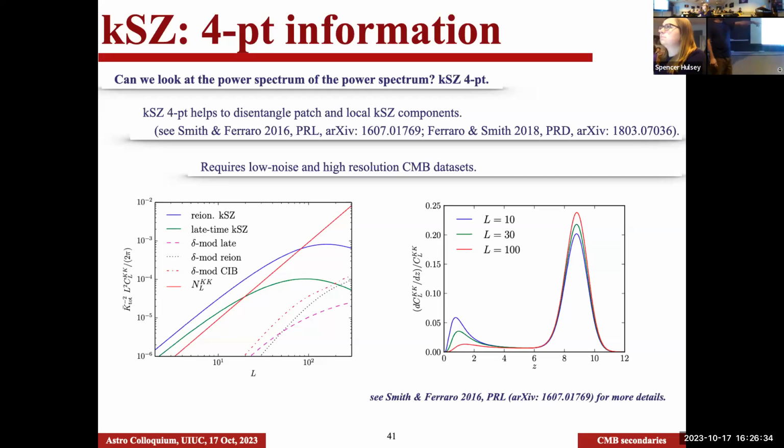So that plot is showing the derivative of the kSZ 4-point as a function of redshift. And you can see that there is a bimodality there. Okay. So there is a peak at redshift 8. So that's when the first stars formed. And then there is a peak at low redshift. That's because the halos are moving. Okay. And you can also see that the amplitude of the high redshift signal is much higher than the amplitude of the low redshift signal.